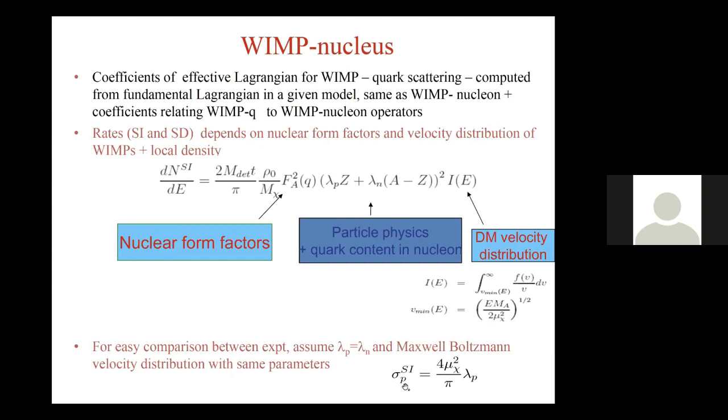I forgot to say here, there is some issue on how to write these effective couplings, because they can be calculated for WIMP to quark, and they have to be translated to WIMP to nucleon. So there are coefficients that can make this translation, but there is an uncertainty on these, and it is often forgotten.